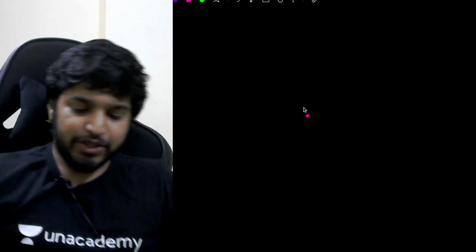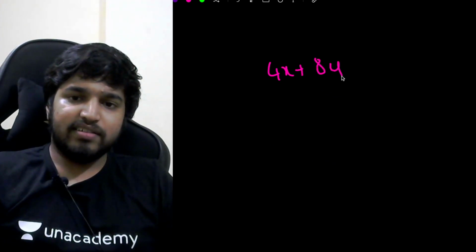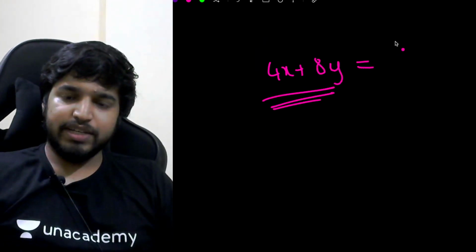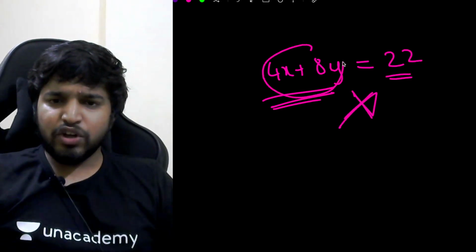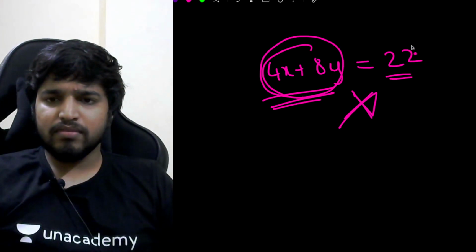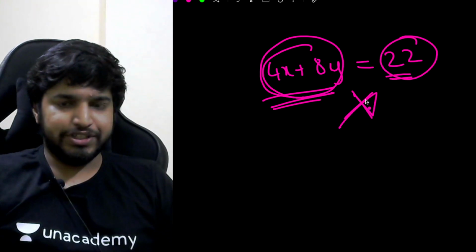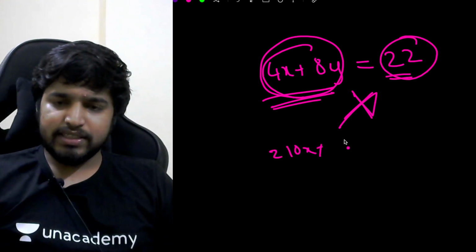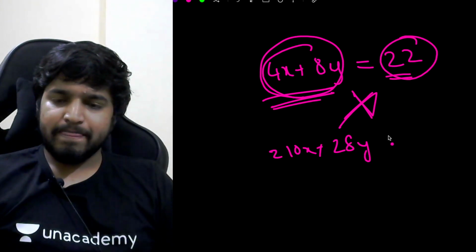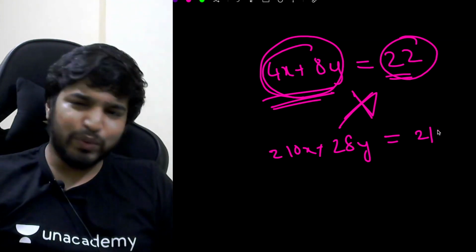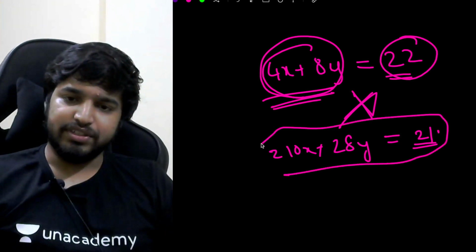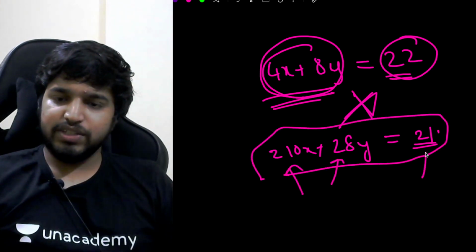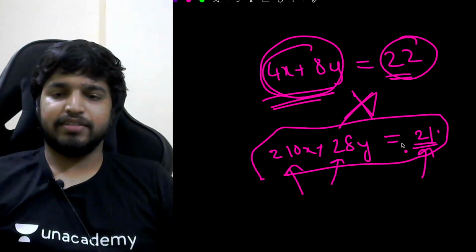For example, you can take 4x plus 8y. GCD of this is 4, equal to say 22. This will have no integer solutions because the left side is already a multiple of 4, but 22 is not a multiple of 4, so this will have no solutions. Another: 210x plus 28y equal to, say, 21. This won't have integer solutions because the left side is even, and 21 is not even. Got it?